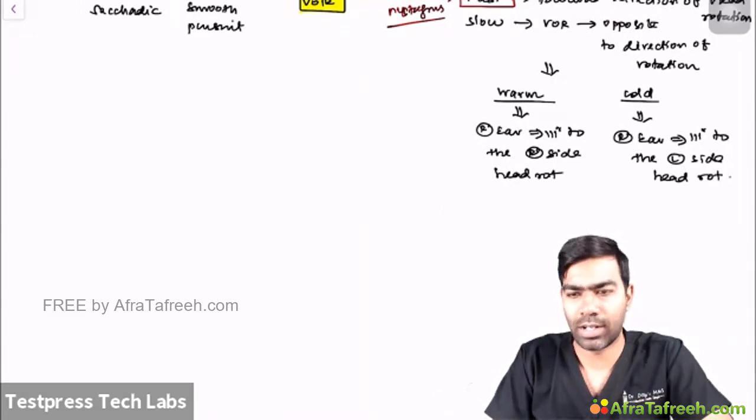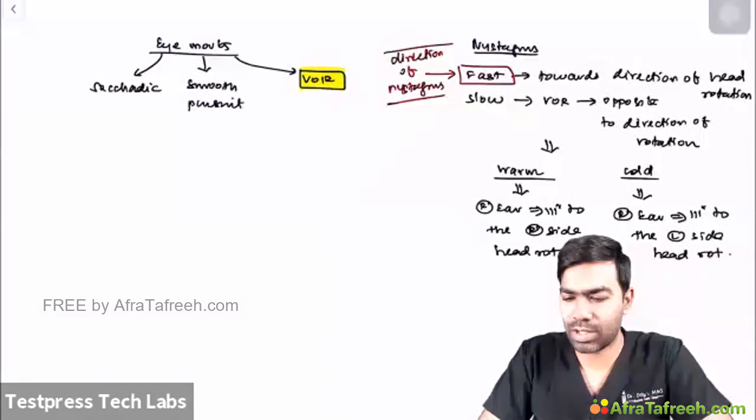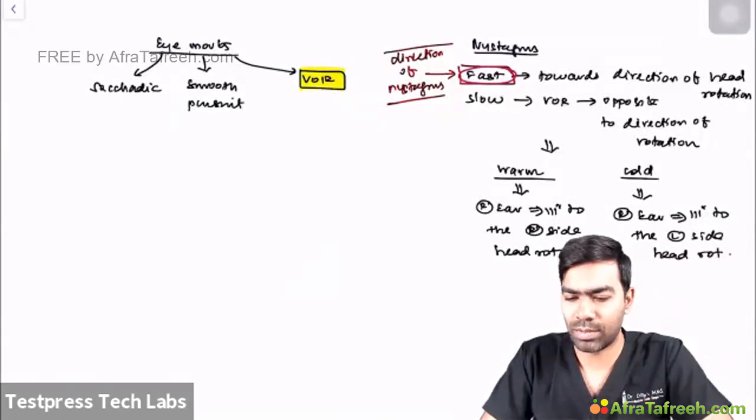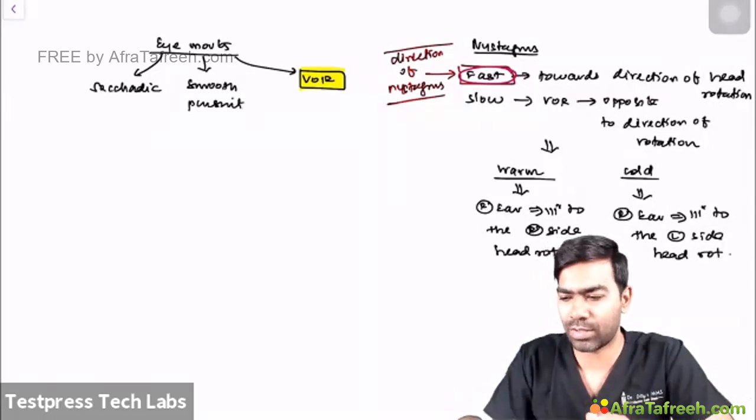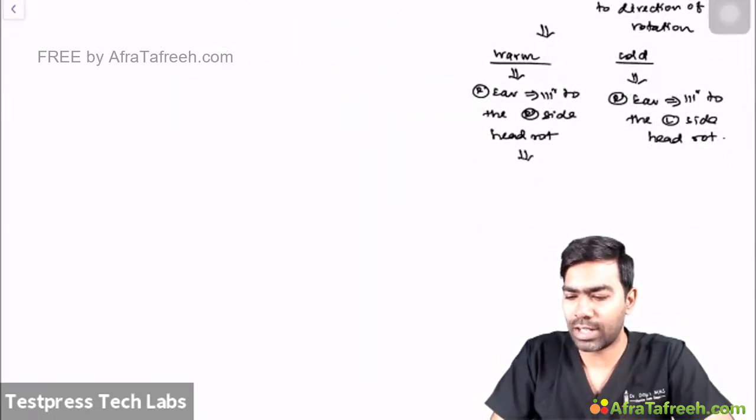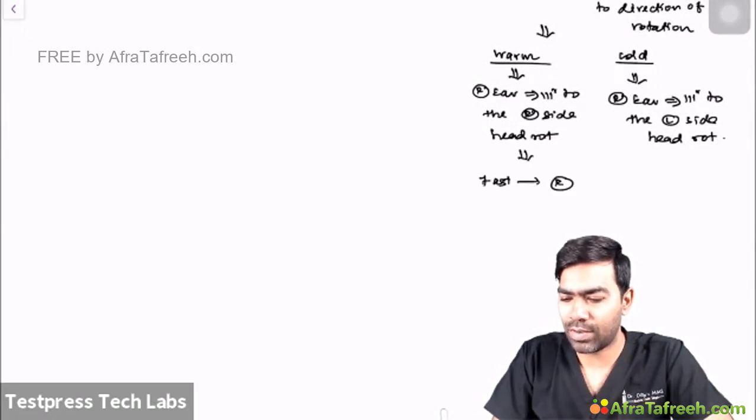Head rotation. Clear? So as I told you, the fast component will always be towards the movement of the rotation of the head, or movement towards the direction of the head rotation. So in this setting, you will get the fast component towards the right side only, and you will get the vestibulocular reflex, that is the slow component, towards the left side.